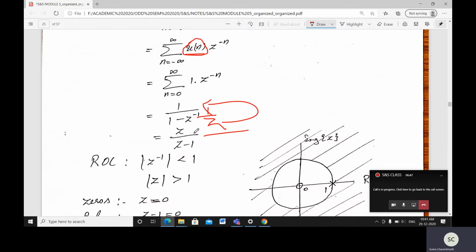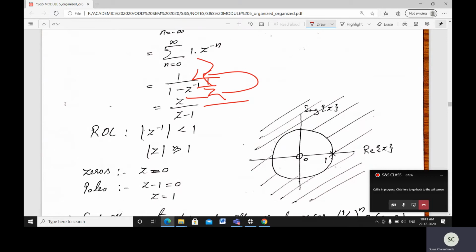While going for the region of convergence, after simplification by using the formula, from the equation you get you have to find the region of convergence. Here it is only of z inverse: mod of z inverse is less than 1. Therefore, from this I can tell that mod of z is greater than 1, meaning the magnitude value is 1, which means the unit circle. Our region of convergence is mod z greater than 1, meaning outside the unit circle.